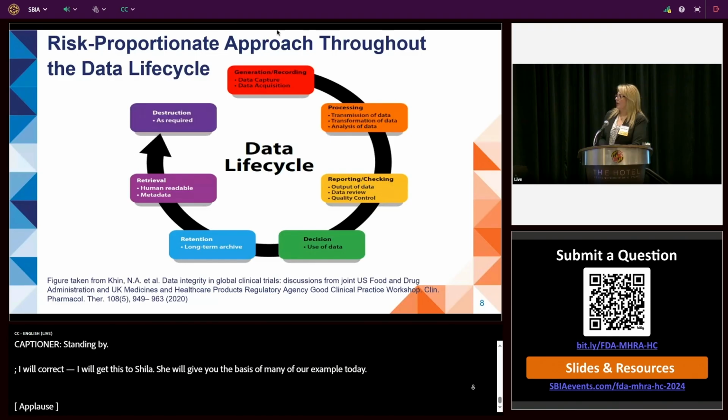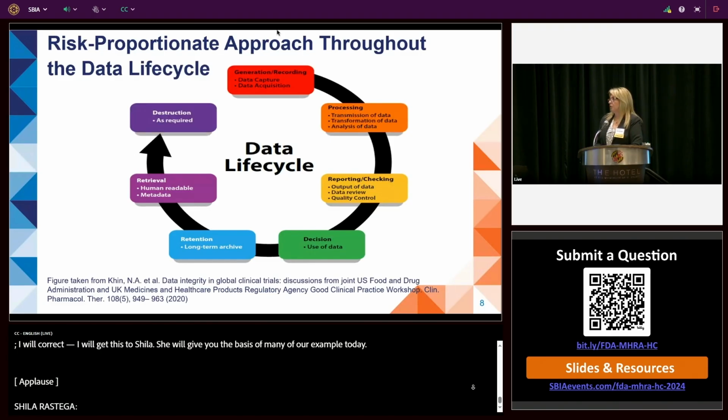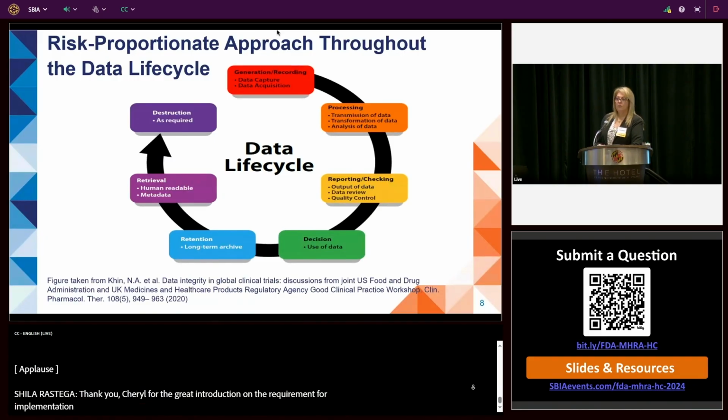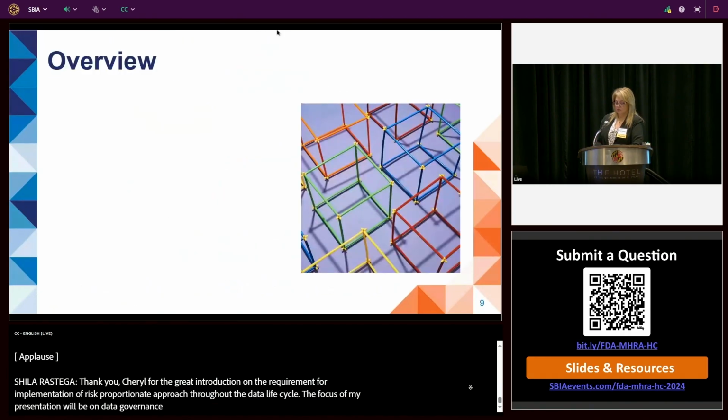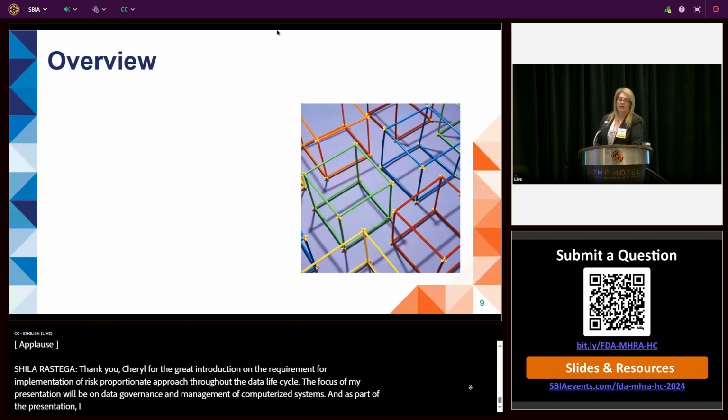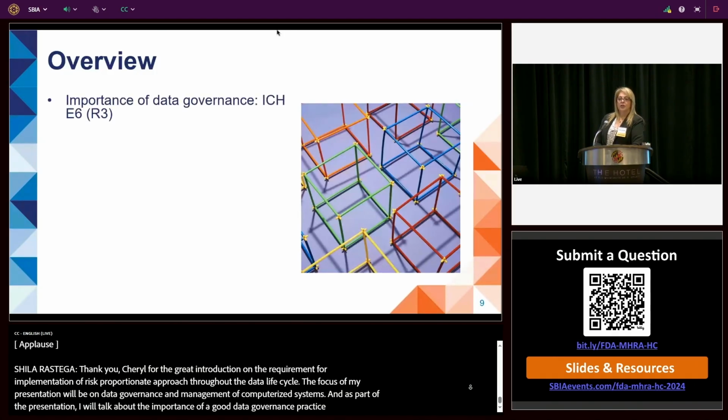Thank you, Cheryl, for the great introduction on requirement for implementation of risk proportionate approach throughout the clinical trial lifecycle. The focus of my presentation will be on data governance in management of computerized systems. And as part of the presentation, I will talk about importance of good data governance practices. The new section in ICH E6R3.